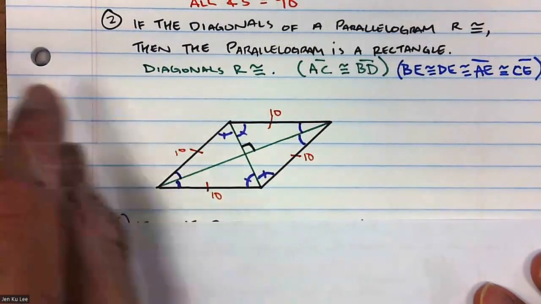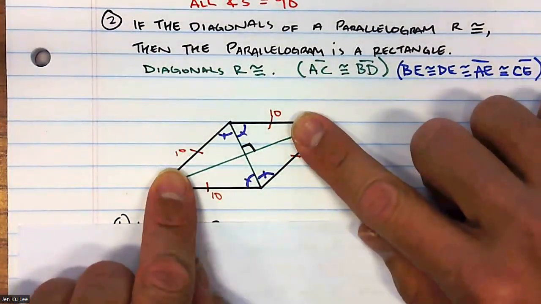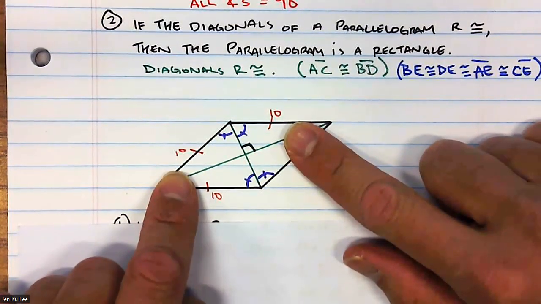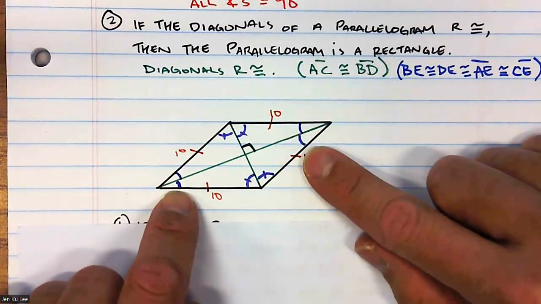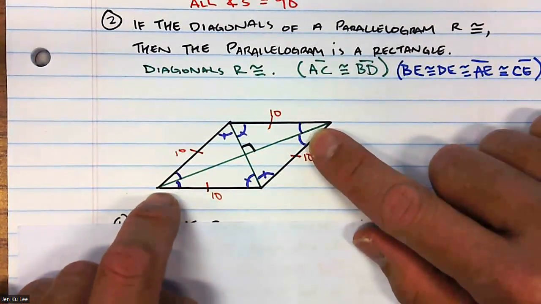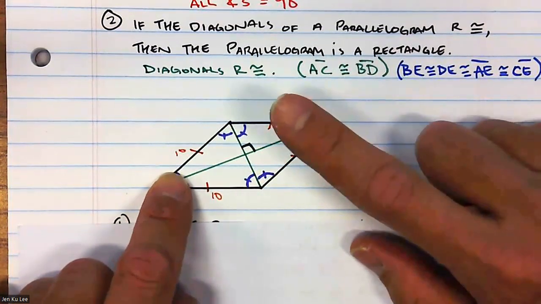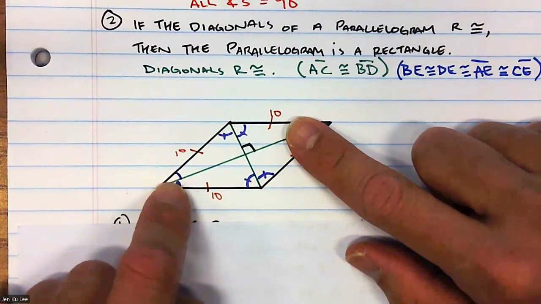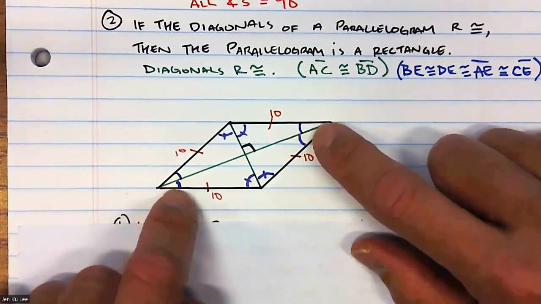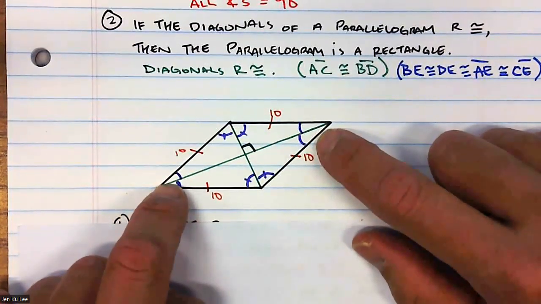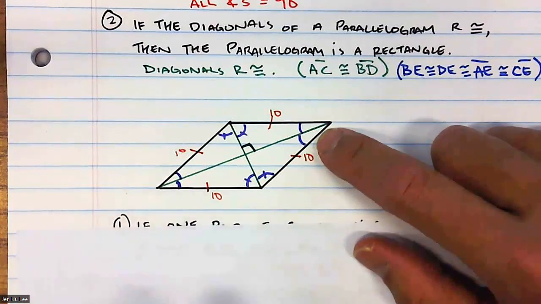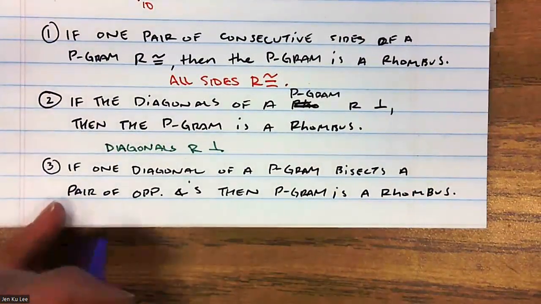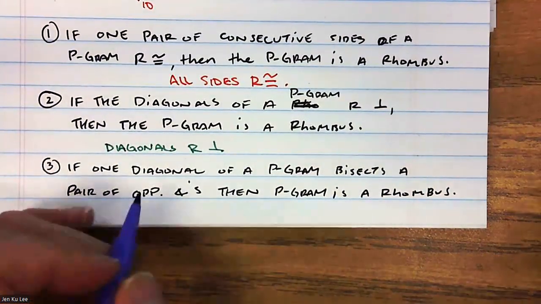All right. Opposite angles are congruent, correct? If the diagonal bisects it, that means that it cuts it in half. So half of the same number is the same number, correct? So if this was 50 degrees, this was 50 degrees, both of them are 50 degrees. Half of 50 is 25, right? So all of these little angles here will be 25. That's why they have the same tick mark. Okay? So if one diagonal of a parallelogram bisects a pair of opposite angles, then the parallelogram is a rhombus.